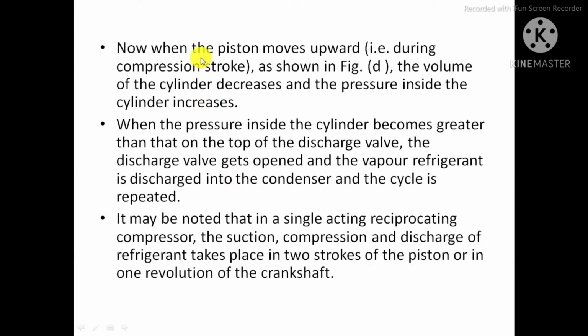Now when the piston moves upward during the compression stroke, the volume of the cylinder decreases and the pressure inside the cylinder increases. So when the piston moves from the bottom dead center to the top dead center, the cylinder volume decreases and pressure inside the cylinder increases. When the pressure inside the cylinder becomes greater than that on the top of the discharge valve, the discharge valve gets opened and the vapor refrigerant is discharged into the condenser. After the compression process, the discharge valve is opened and the refrigerant is discharged into the condenser, and the cycle is repeated.